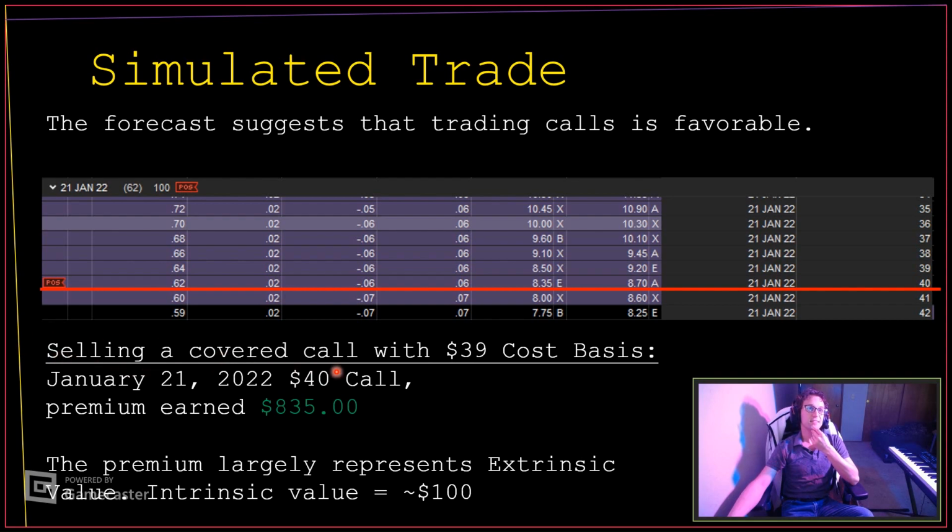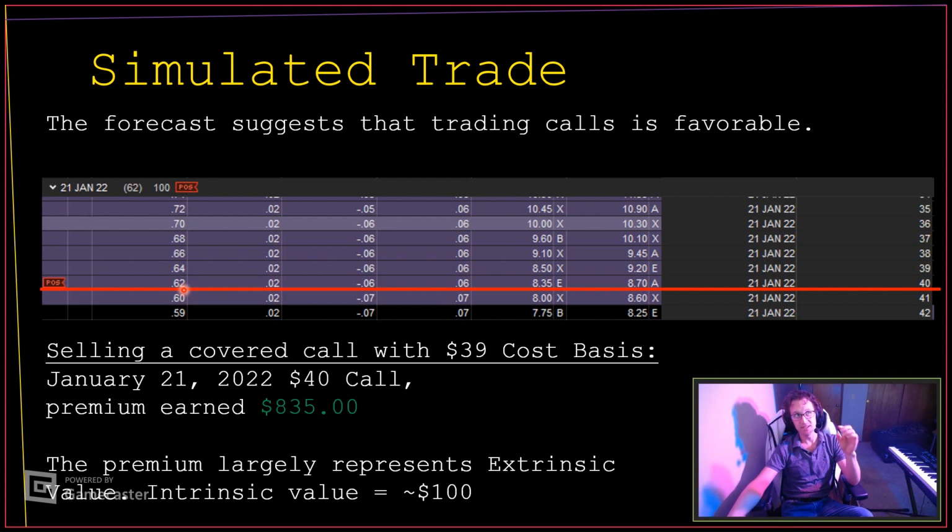Now, selling a covered call with $39 cost basis, okay, I chose the January 21st of 2022 expiration date at the $40 strike price. And $40 is nice because it's in the money, and it's not deep in the money. There may be an opportunity to close this position out profitably. And really I'm thinking about the opportunity that can come from a throwback when the price breaks out, comes up, and then drops back down.